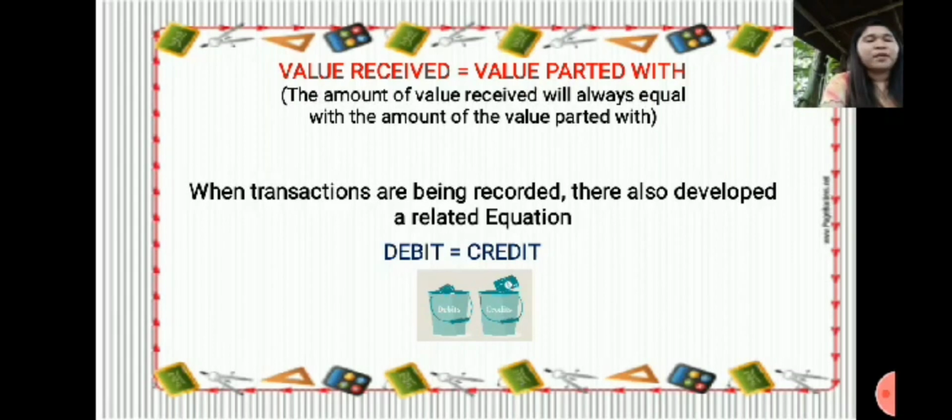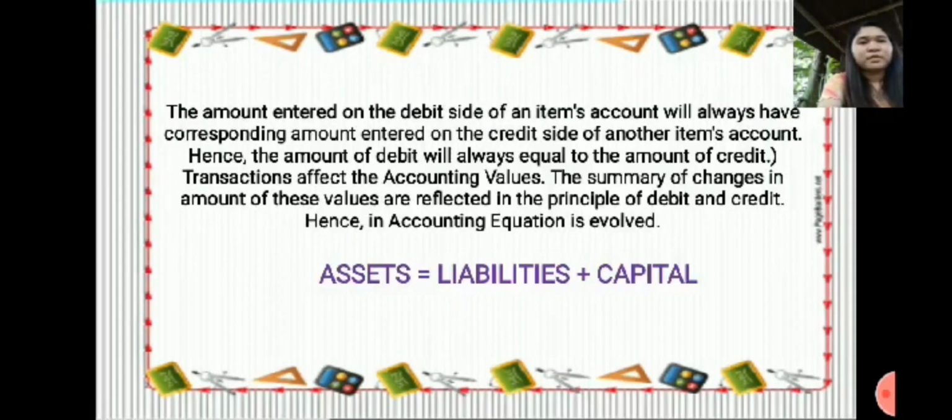Debits are the money going out of the account. They increase the balance of dividends, expenses, assets, and losses. While the credits are the money coming into the account, they increase the balance of gains, incomes, revenues, liabilities, and the shareholders' equity. The amount entered on the debit side of an item's account will always have a corresponding amount entered on the credit side of another item's account. Hence, the amount of debit will always equal the amount of credit.